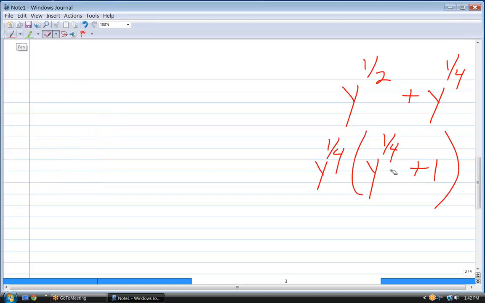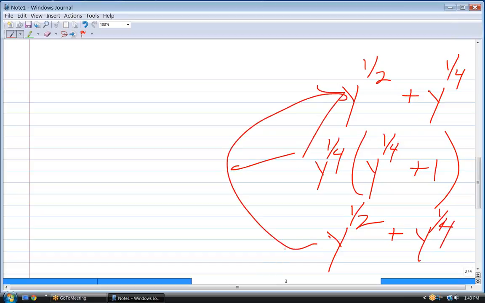In other words, the key as to whether this is the right answer or not is, when I multiply it back together, do I get what I started with? Well, when I multiply y to the 1/4 by y to the 1/4, I get y to the 1/2. And when I multiply y to the 1/4 times 1, I just get y to the 1/4. Okay, my bad. That's the same as that. That's what's necessary.